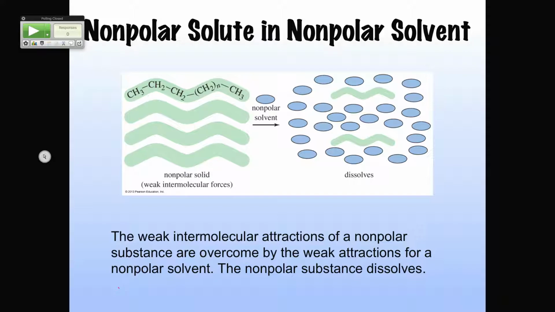Now what if you have something nonpolar and you try to dissolve it in something nonpolar? This is a long chain alkane. Remember, alkanes are all carbon-hydrogen bonds, all single bonds. Here's a long chain alkane, and we're dissolving it in something like gasoline. It will dissolve because the attractions of the solvent are pretty much the same as your nonpolar compound that you're trying to dissolve. Makes sense? And there's a lovely little picture of it dissolved.